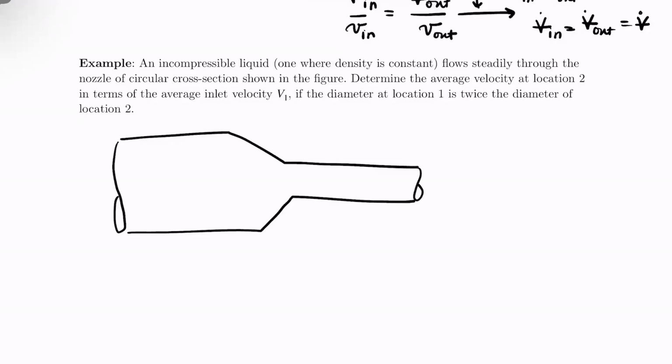Okay, and we have a location 1 and we have a location 2. We want to determine the average velocity at location 2 in terms of the average inlet velocity V1 if the diameter at location 1 is twice the diameter of location 2. So our diameter here is 2d, and then our diameter here is d. Okay?